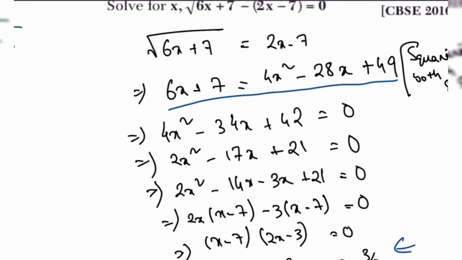For x equal to 3 by 2, you have 9 plus 7 on this side, and on this side what do you have? 4 times 9 by 4, so 9 minus 28 times 3 by 2, that is 42, and then you have 49. So you have 16 over here, you have 16 over here on the right hand side as well. So this is also 16 and this is also 16. See, the squared equation is satisfied, the main equation is not satisfied. So this is something that you have to watch out for.